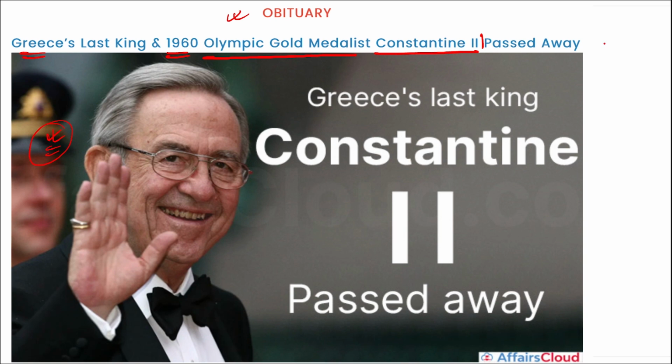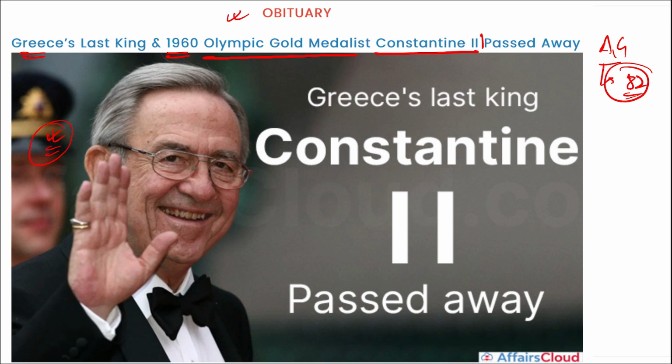Also remember Constantine II, the former and the last king of Greece, he ruled Greece before the country became a republic in 1974. He passed away in Athens, Greece, at the age of 82.